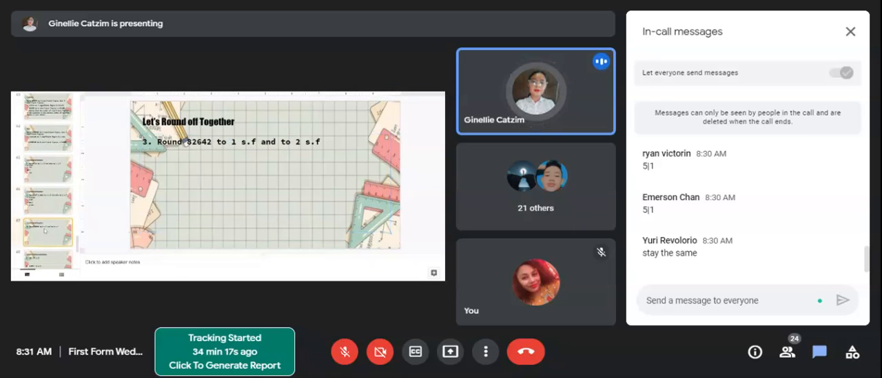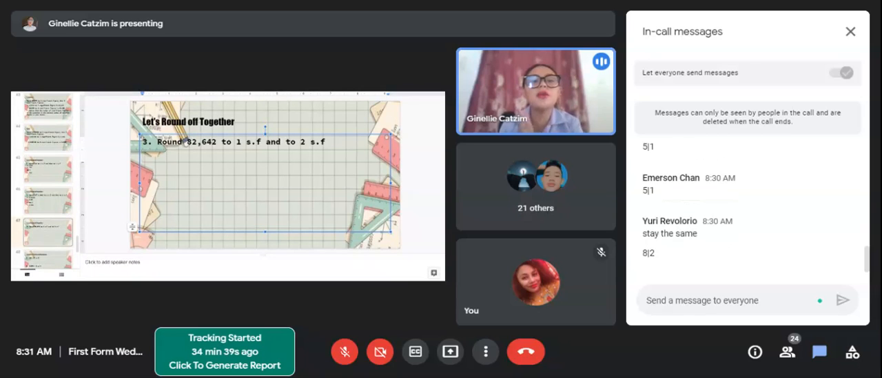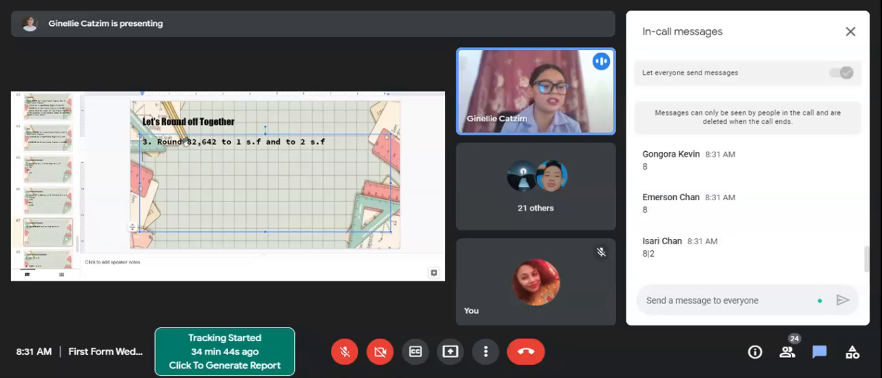Now, the last one that we'll do together. Round 82,642 to one significant figure and to two significant figures. Also, keep in mind that you could also be asked to three significant figures, four significant figures, and you just follow the same steps. So what number will we look at here? Very good. Yes, we will look at the 8. So we have to put our vertical bar in between the 8 and the 2, right?